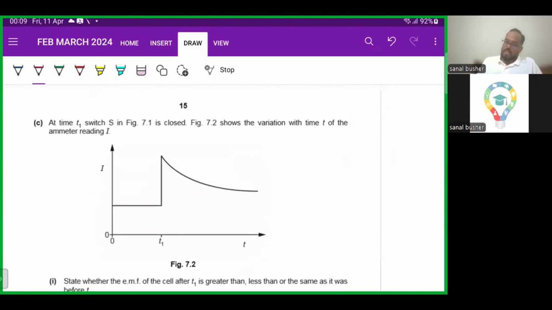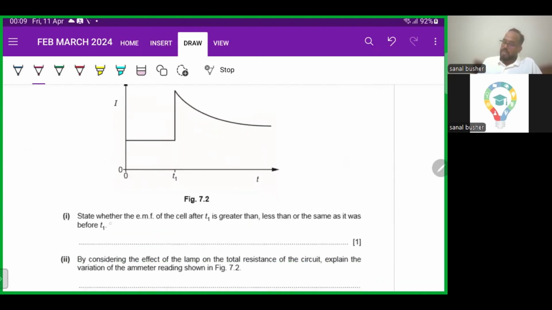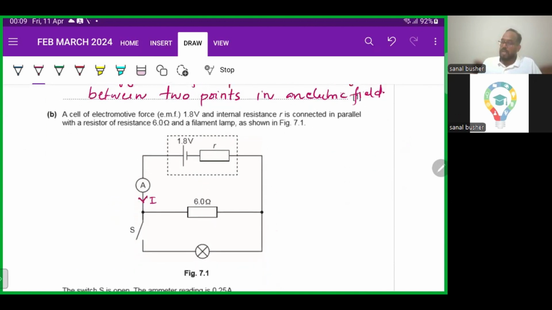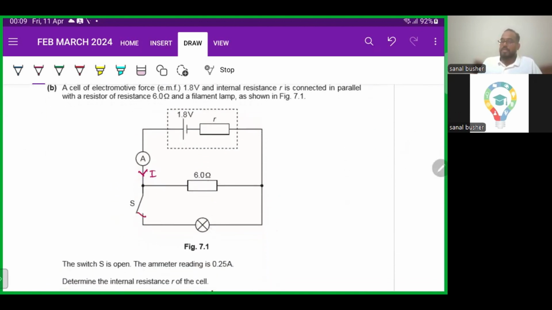Next, at time t1, the switch S in the figure is closed, and the graph shows the variation of I with time. This is the variation. State whether the EMF of the cell after t1 is greater than, less than, or the same as before t1. Okay, so actually you are closing this one. Closing this one means you are connecting a lamp in parallel with the 6 ohm, correct? So when you connect a parallel circuit, the potential difference across these 2 points will be the same, exactly the same as this one, correct?